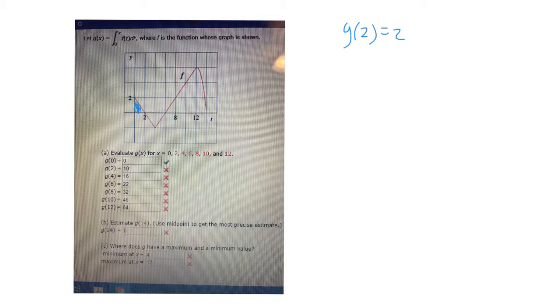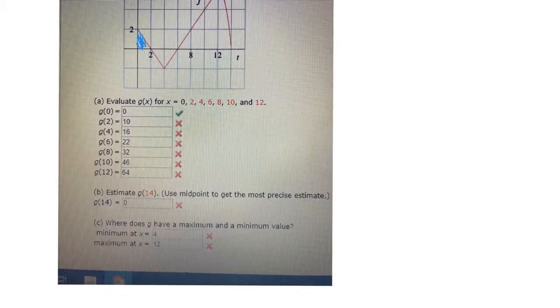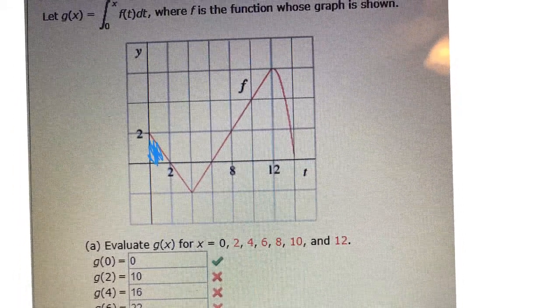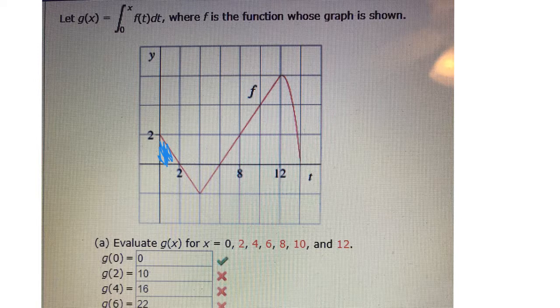So g of 2 is 2. All right, moving on. G of 4, what's that? Well, I'm already seeing the necessity of labeling this graph, to be honest. I'd rather get clear on what each of these are.